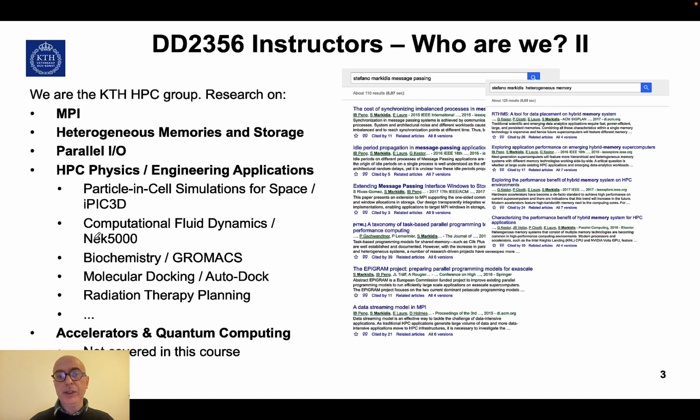Together with these people, we also have another large group. Our group works on high performance computing, parallel computing, and accelerators. We do research on many topics that we will talk about in this course, including MPI, parallel I/O, and the development of parallel applications, for instance, for physics or engineering applications. In our group, we're also doing research about accelerators and quantum computing. We are not covering these topics in this specific course, but we have other courses offered here at KTH.